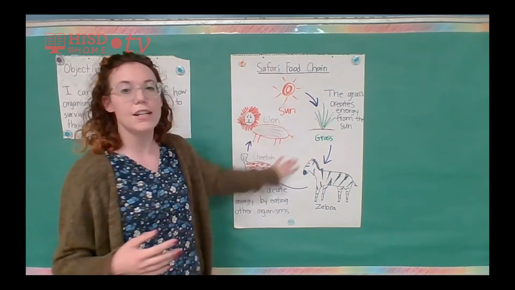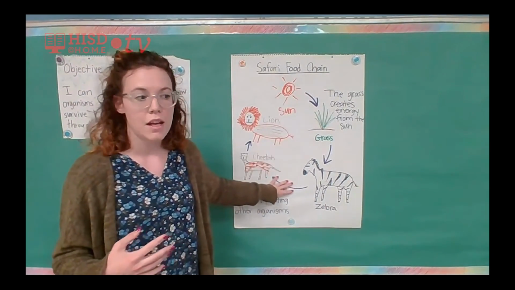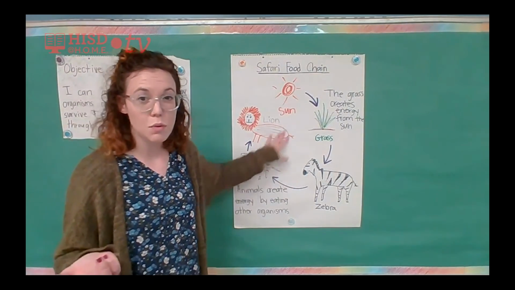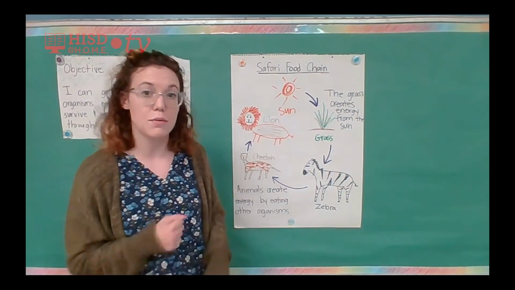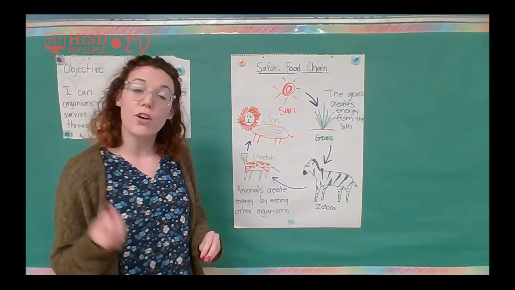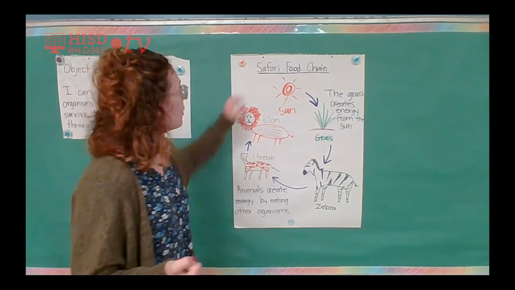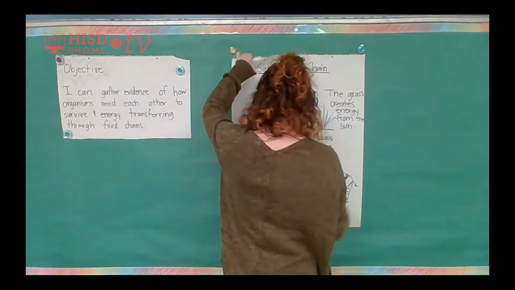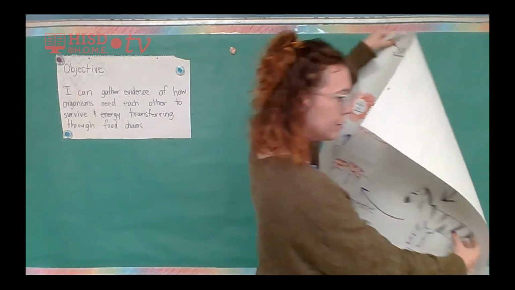In the safari, we see all these organisms. But we don't see lions underwater. We don't see zebras underwater. So we are going to make an underwater food chain.